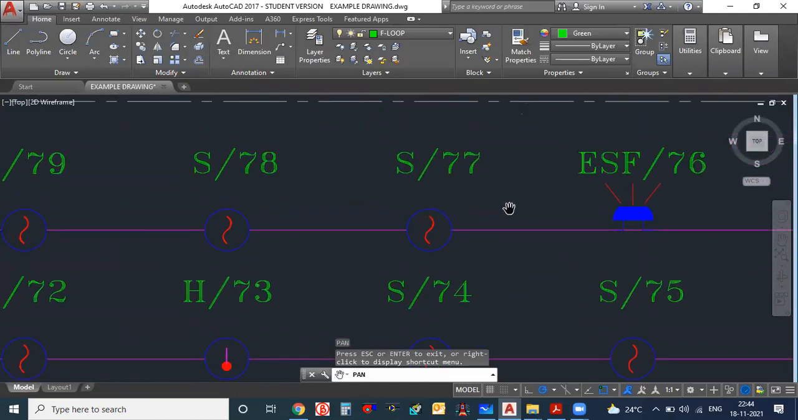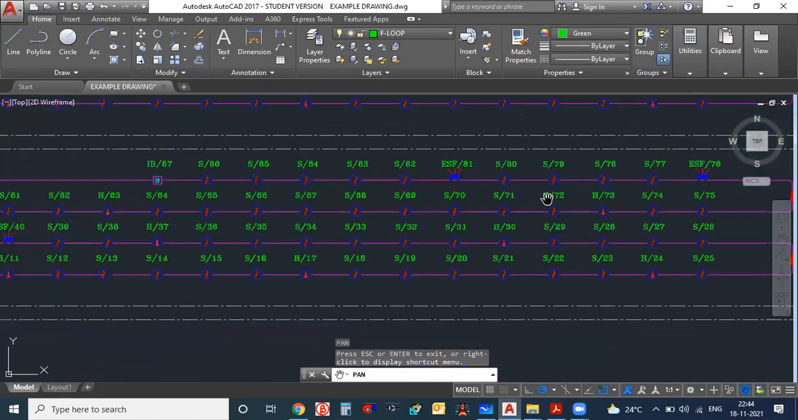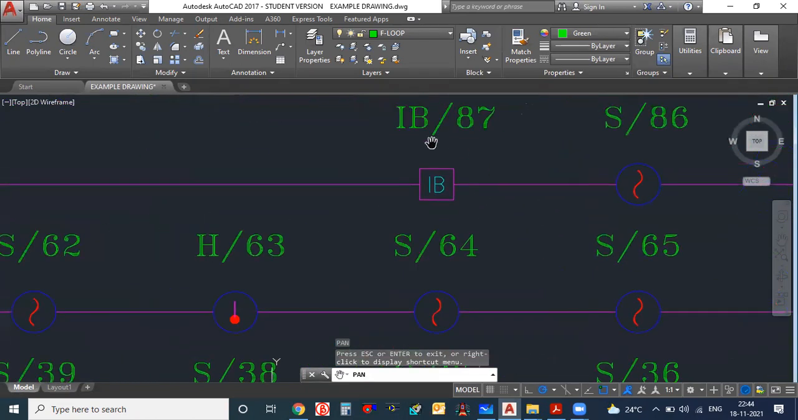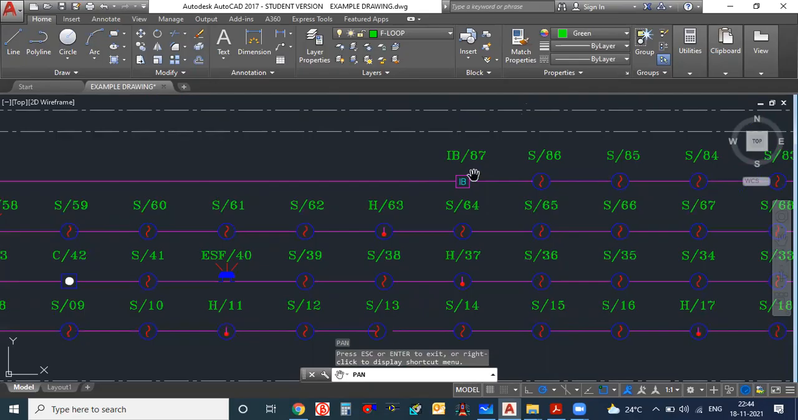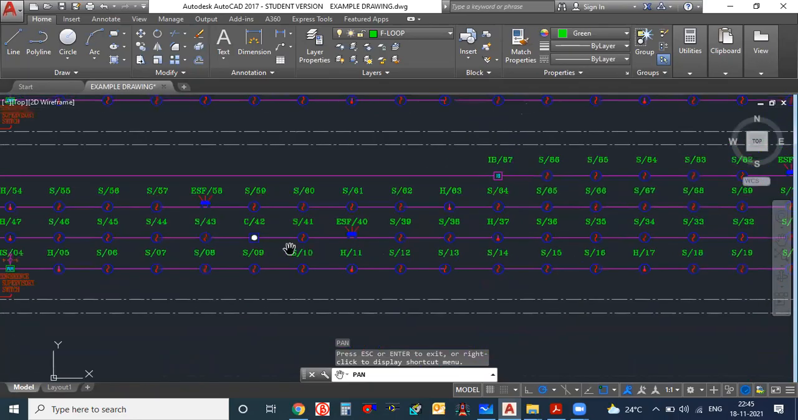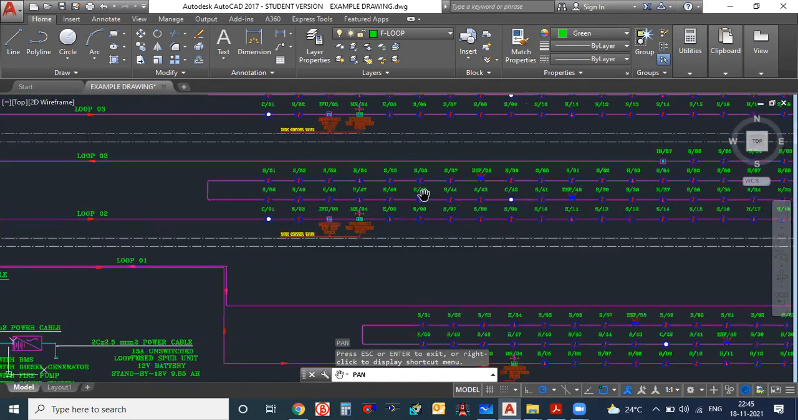Somewhere they have written ESF also. I think this ESF also is the smoke detector only. Somewhere heat detector, smoke detector. IB, isolation base. Maybe this is the last, like a zone control or any controlling. So if there is any problem in this loop, maybe they will come here and check which wire is missing or anything like that. And at different places they have placed the call points also.